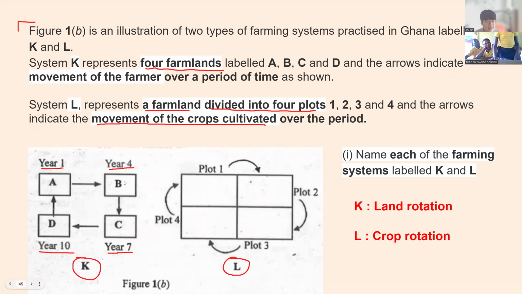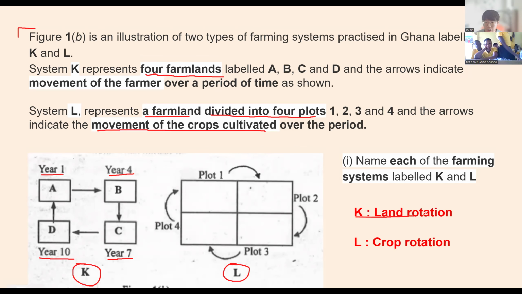Yeah, you're really, really close. So K is called land rotation. So what they tried to specify is that the farmer has to move across different lands each year.